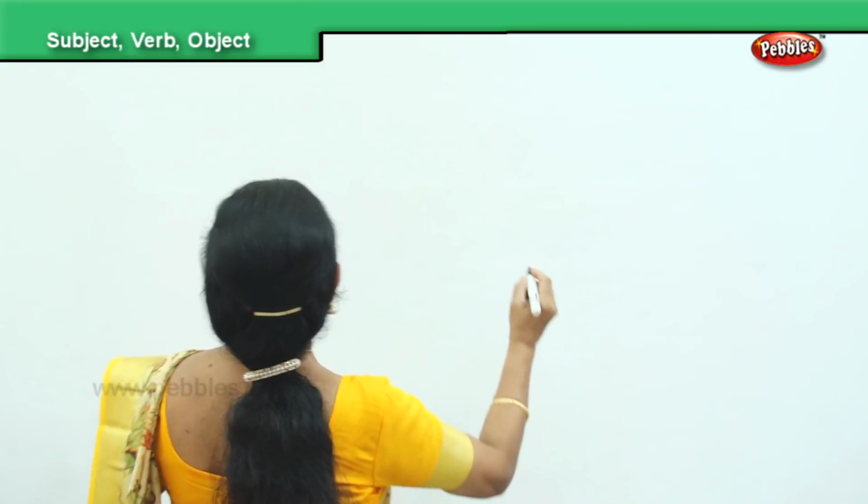Having learned about sentence, now we will look at parts of a sentence. A sentence has a subject, a verb, and an object. Let's look at that.